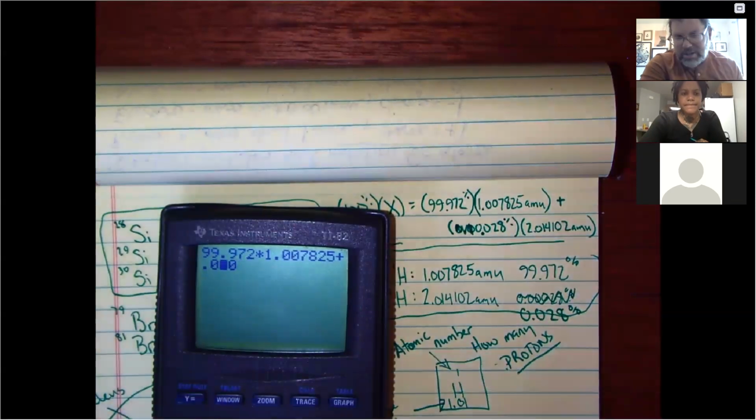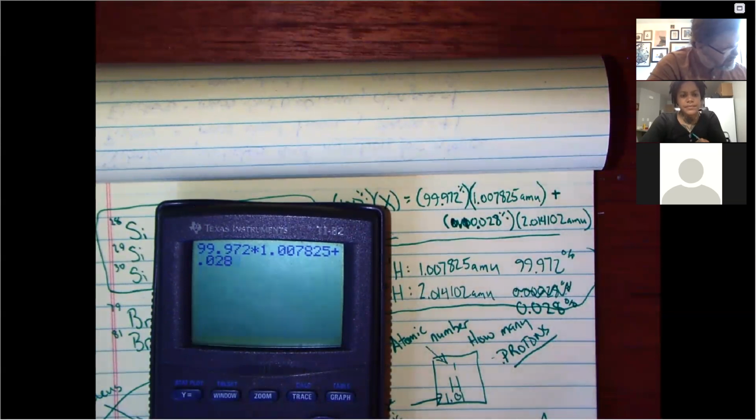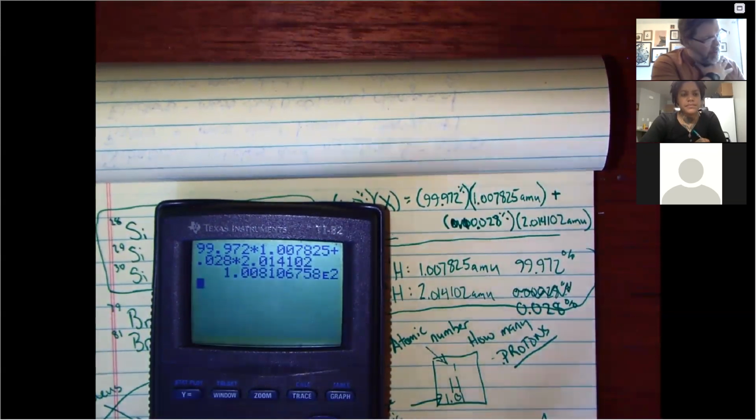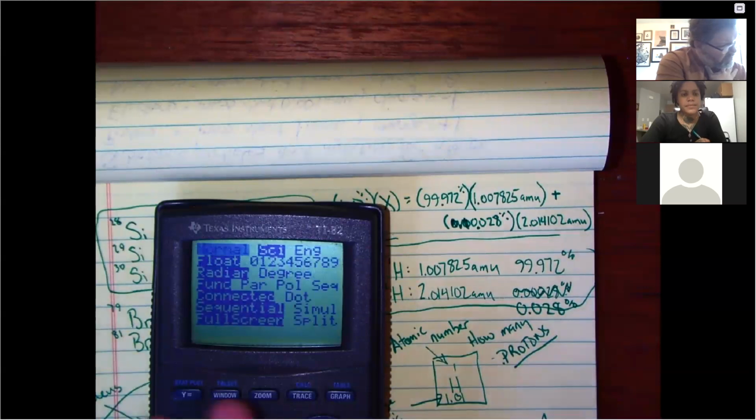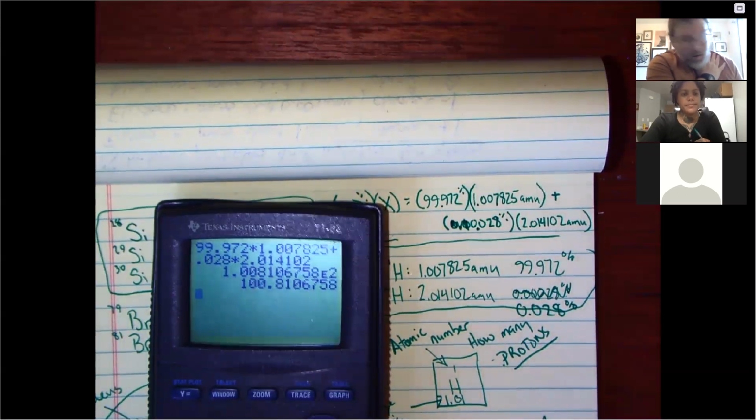And these numbers are just numbers that I looked up for what percentage of each of those isotopes we had. 0.028% times 2.0142. Okay, I'm going to turn this off of scientific mode. And then I have to divide by 100.